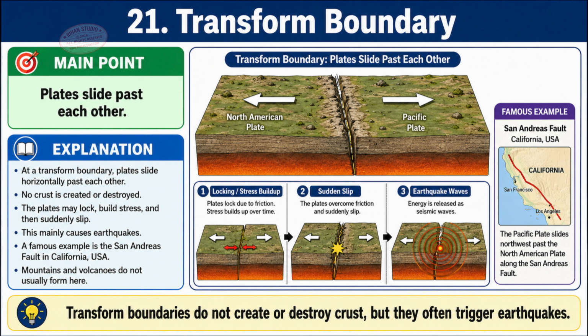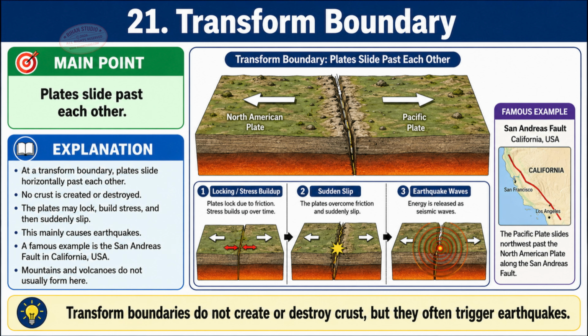Transform boundary. Plates slide past each other. No crust is created or destroyed, but this movement mainly causes earthquakes. For example, the San Andreas Fault in the USA.